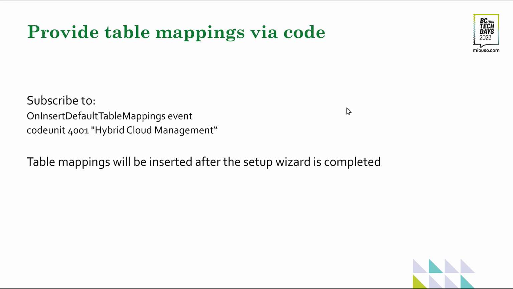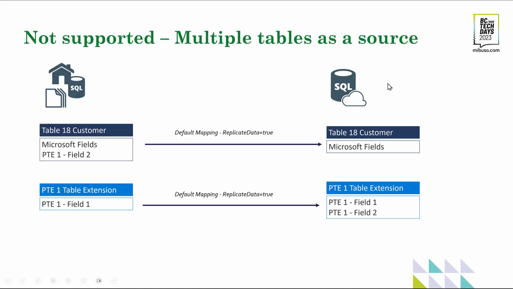However, if you are a large provider, like an ISV, and you're going to have many people using the migration mappings that you're defining, it's possible to programmatically provide migration table mappings by subscribing to the OnInsertDefaultTableMappings event from codeunit 4001. If you do this through code, then the table mappings are going to be inserted each time when you complete the setup wizard, or if you invoke the reset migration table mappings action on the migration table mappings page.